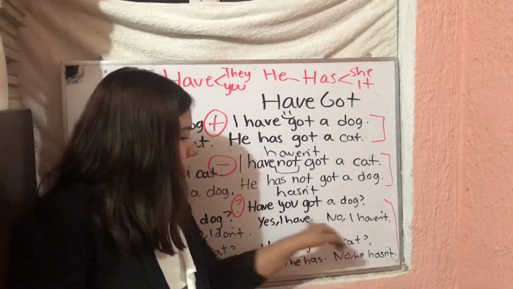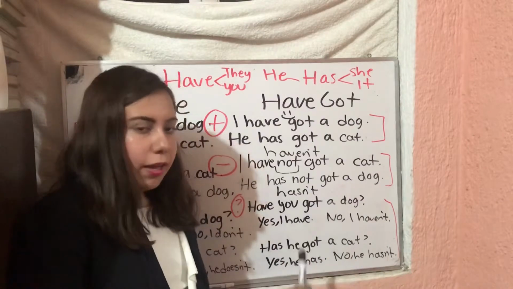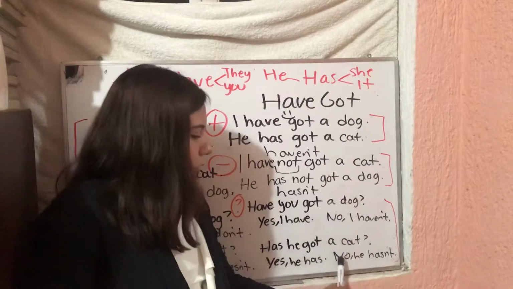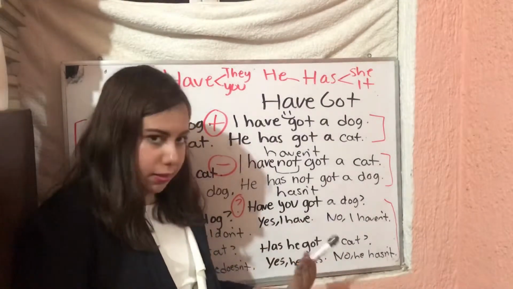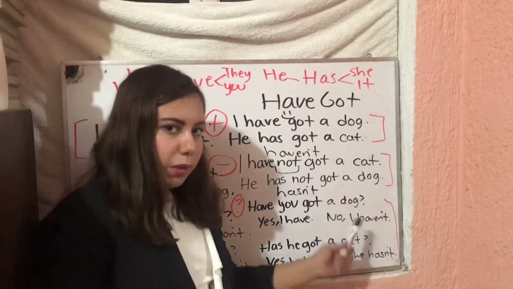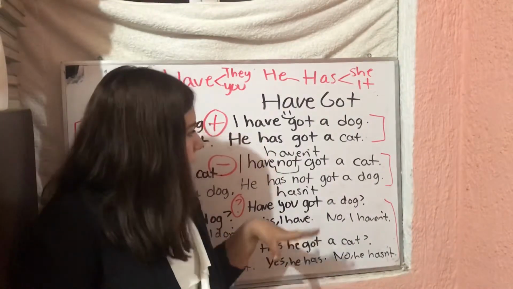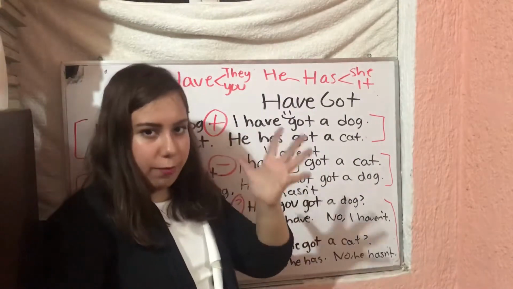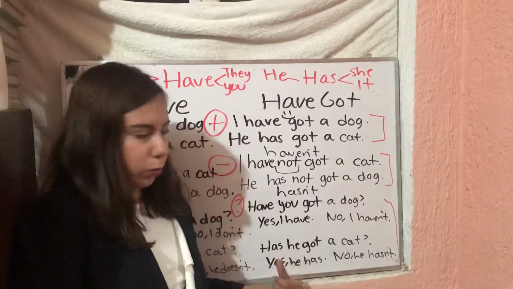Ok, entonces aquí es un poco similar la respuesta corta. Empezamos con el yes o el no. Después el sujeto, en este caso yes I, yes he, no I, no he. Y ya si es la respuesta yes de sí, voy a repetir el have o el has. Pero si es no, va a ser negativo haven't o hasn't. ¿Ok? Entonces piénsenlo así. Aquí es necesario las dos palabras have got. En todas, si se fijan, tenemos have got. En afirmativo, negativo y pregunta.